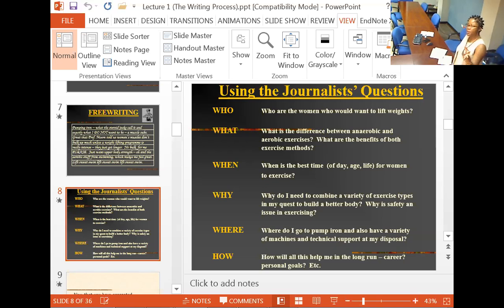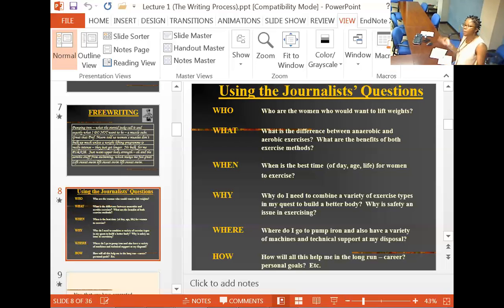And then next question, why? Why do I need to combine a variety of exercise types in my quest to build a better body? Which is a very good question, because we're learning over time now that, you know, if you want to lose weight off your stomach, you don't just exercise your stomach. That's not going to work. You have to exercise some other parts of your body. Right? Why is safety an issue in exercising? So this is another question that will generate answers that you would put in your essay.